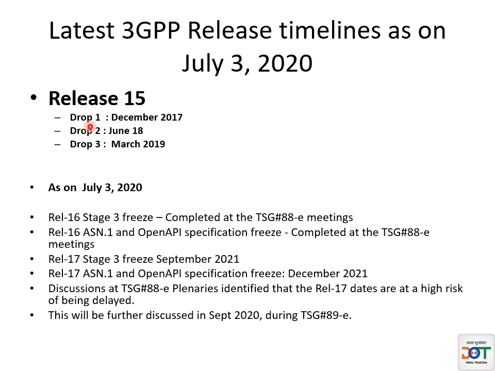Drop 1 was an early drop released in December 2017, and it mainly focused on adding the new 5G radio onto the 4G network itself, so that the NG RAN gets connected through EPC and you are able to take advantage of high data rate or enhanced mobile broadband services. Then the main drop, drop 2, was released in June 2018, and the final drop, drop 3, was released in March 2019. Beyond that, even release 16 has been frozen and issued by 3GPP. This is the status I have taken from the 3GPP website as on 3rd July.